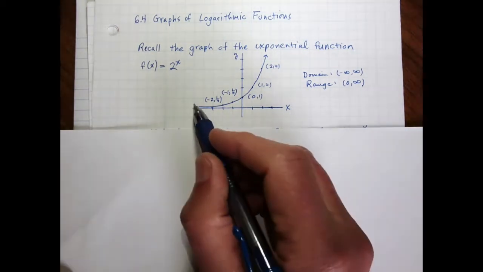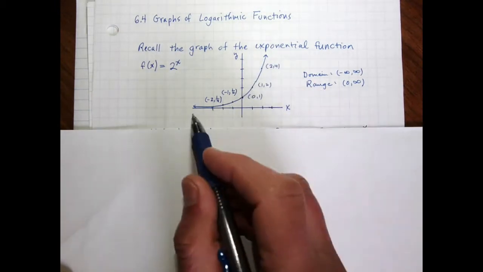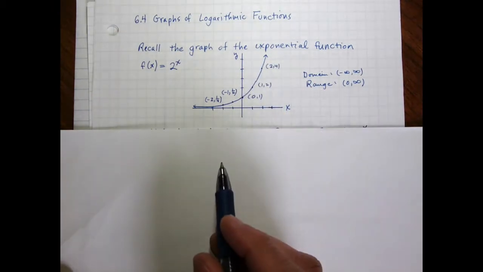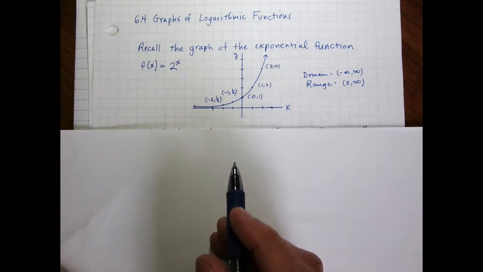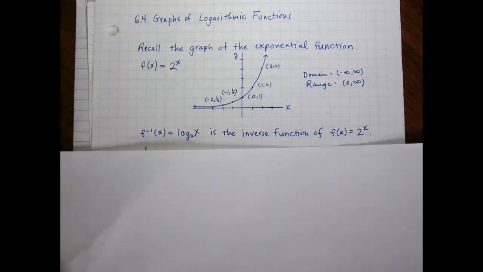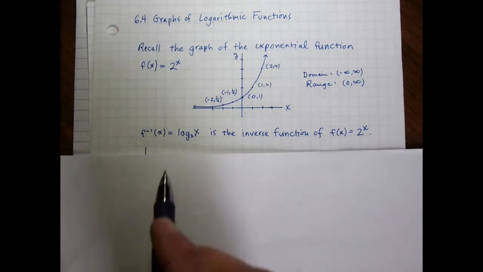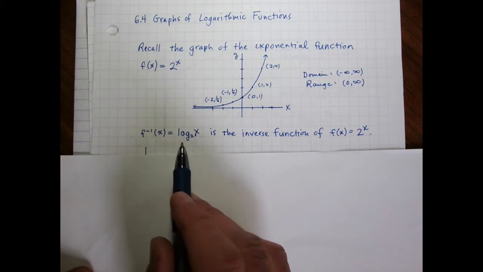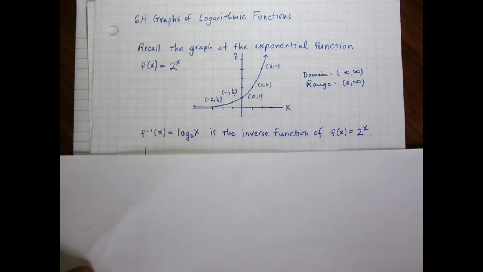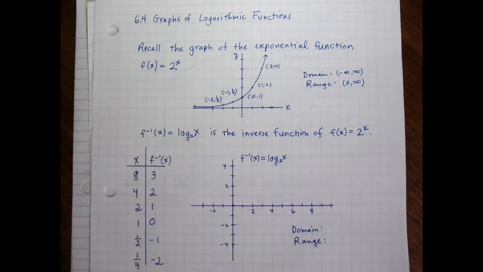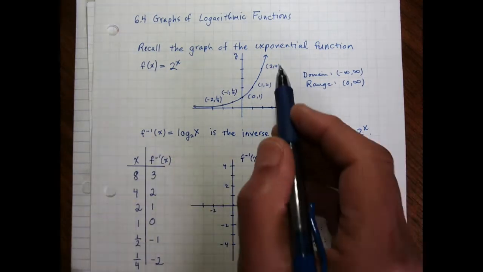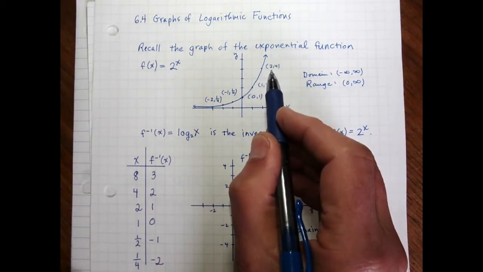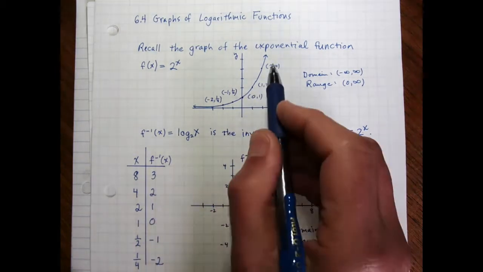And yet we've seen this same shape for many different situations, right? Whenever the base is greater than 1, we're going to get this shape of a graph. And so what we want to do is graph the inverse of 2 to the x, which is f inverse of x equals log base 2 of x. And because it's the inverse of 2 to the x, I can take points on the graph of 2 to the x and just interchange the coordinates to get points on the graph of the inverse.